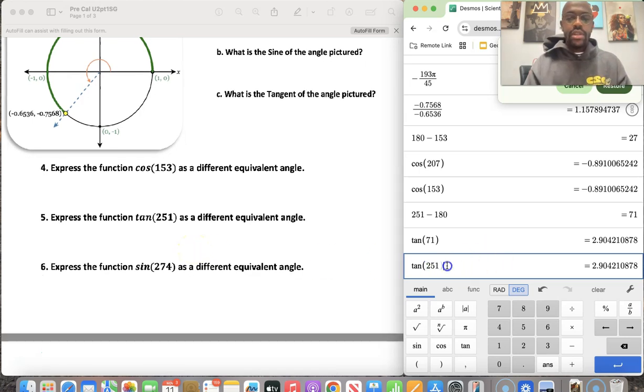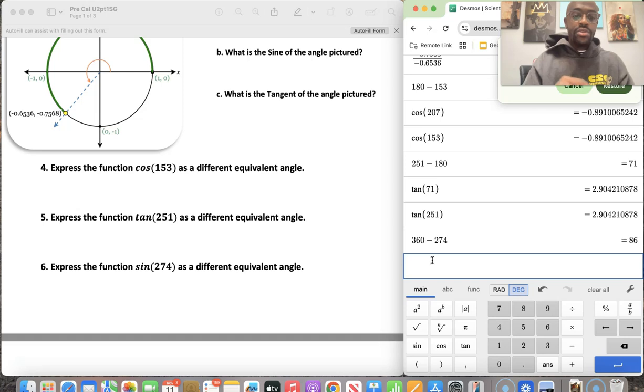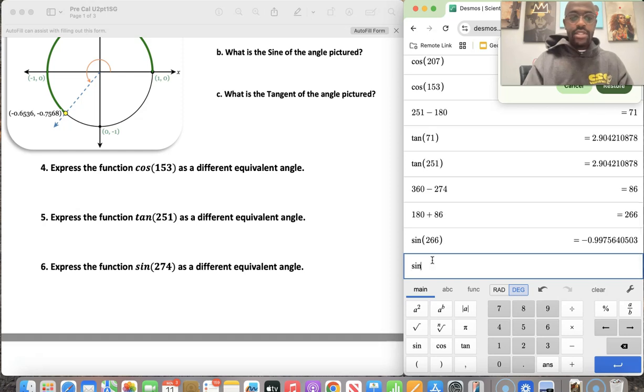Now let's look at the last one. If I look at sine of 274, remember past 270 we're in quadrant 4, so now we're looking at quadrant 4. Sine is negative in quadrant 4 because it's a y value. Where else is sine negative? Quadrant 3. So my answer is going to be in quadrant 3. So now I need to find the reference angle of 274 by taking 360 minus that, and I get 86. So now I need to find the angle in quadrant 3 with a reference angle of 86 by adding 86 to 180. And I get 266. So that means sine of 266 should be the same thing as sine of 274. And it is. So this is my correct answer. All right.